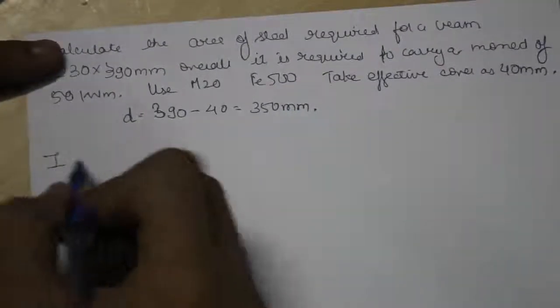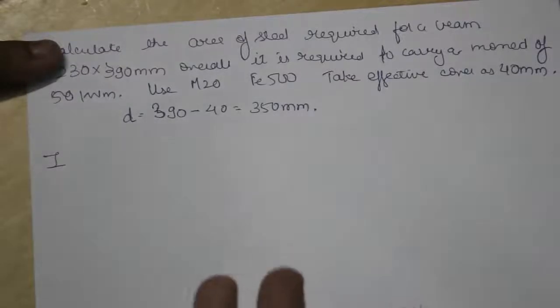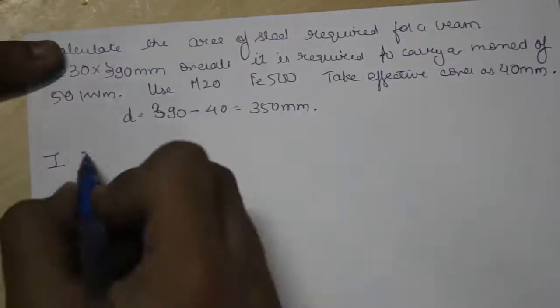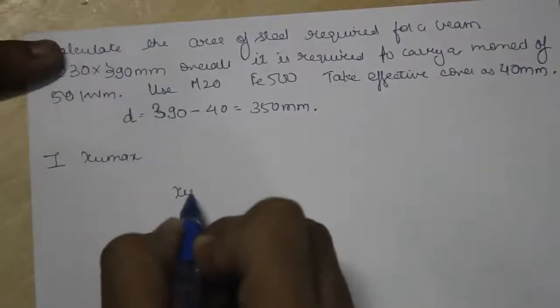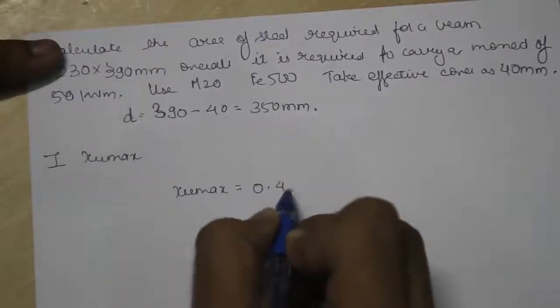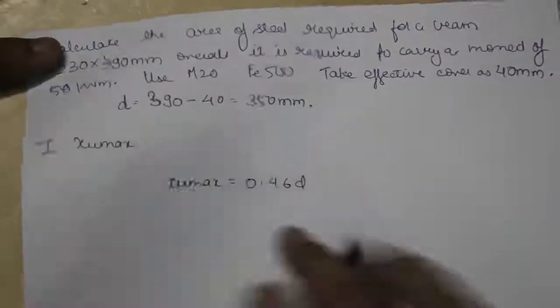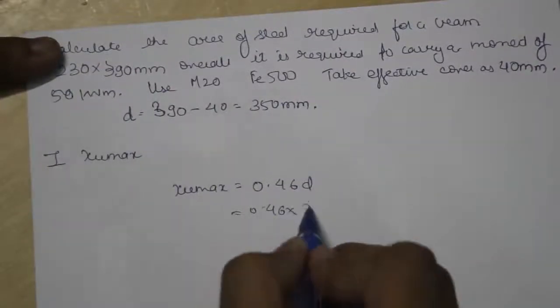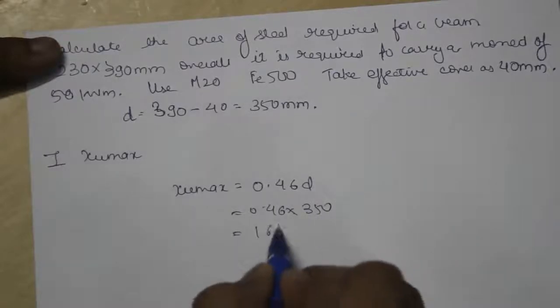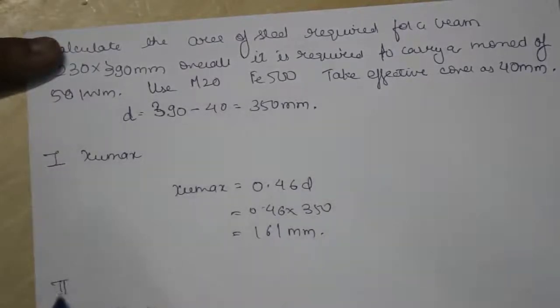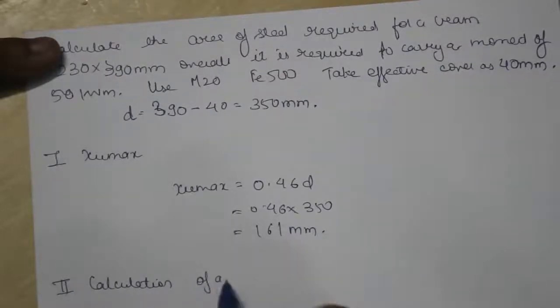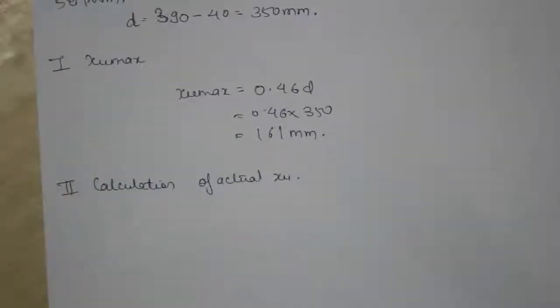The first step always would be to calculate the value of limiting depth of neutral axis, which is xu max. xu max equals 0.46 d for Fe500 steel, which is 0.46 multiplied by 350, which will give me 161 mm. Next step would be calculation of the actual depth of neutral axis. Now you cannot equate Cu and Tu here, because you don't have the area of steel which is in the equation of Tu. So we will go the other way around.